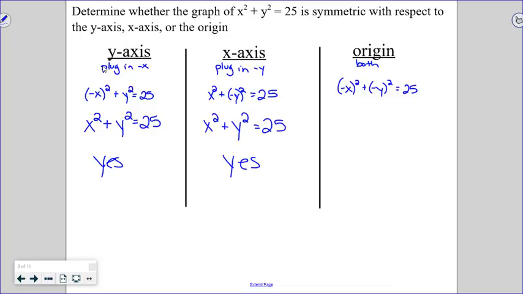And the last one, both of those raised to even exponents will both turn out positive, which means we get back again to our exact same original equation. So it also has symmetry about the origin.